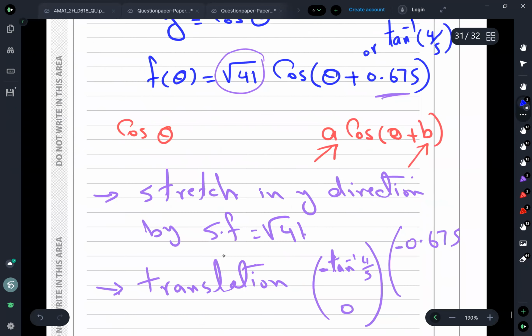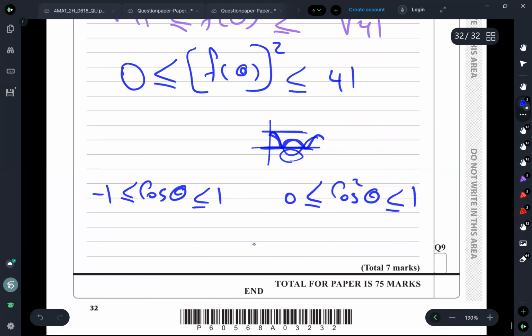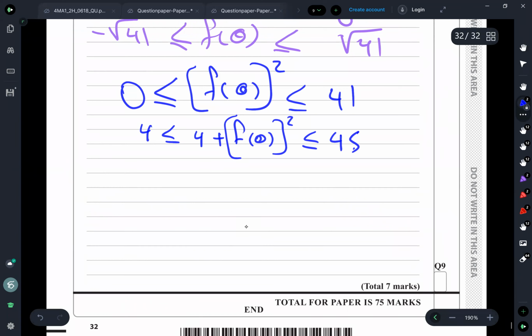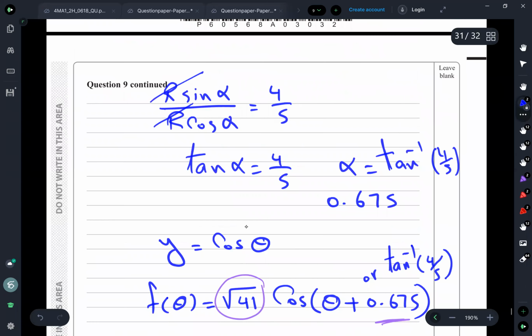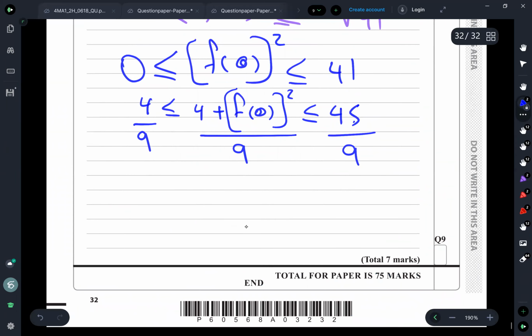Now, we add a value, written in the denominator, plus 4. I will try to get the range of the denominator. If we add 4, 4 plus f theta squared is less than or equal to 45. Now I will divide by 9, or sorry, I think it's 90. Let me look at it. Yes, it's 90. So I will divide it all by 90.